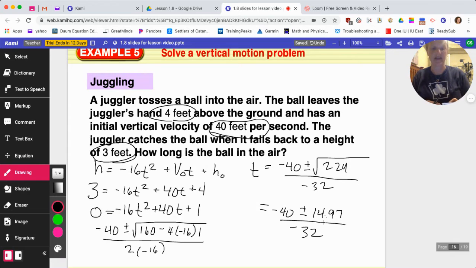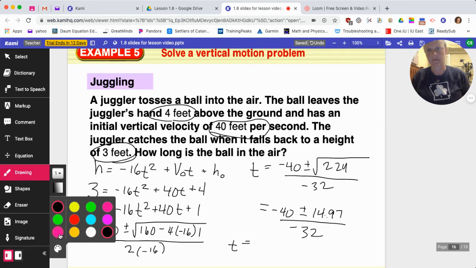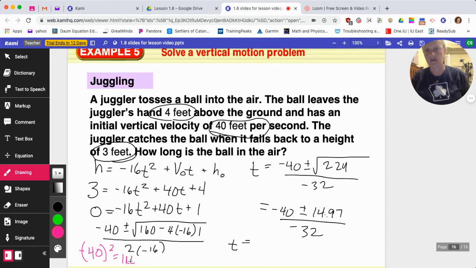Let's go ahead and simplify that. Negative 40 plus 14.97, and then divide that by negative 32. I get t equals negative 40. Oh, for goodness sakes. I'm doing fantastic. You guys are going to be laughing at me.